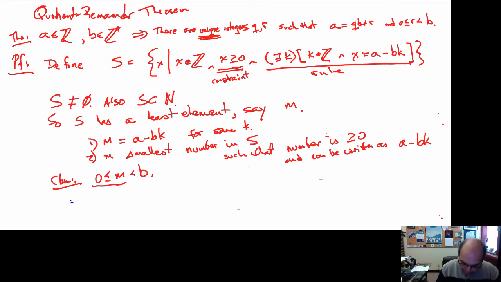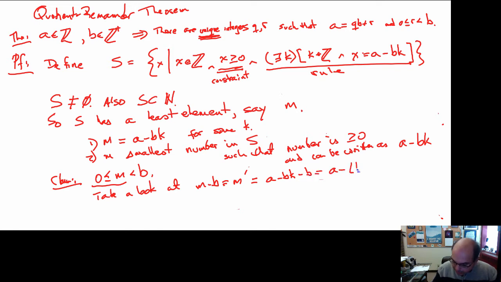Okay, well, the proof of that is this. Let's take a look at M minus b. Okay, and let's call that M prime, just so I don't have to keep writing that. Okay, so what exactly is this equal to, right? Well, that's going to be equal to a minus bk, right? For some k, because that's what M is, right? Minus b. So that's a minus b times k plus 1. Okay? Right? That's what that number is.